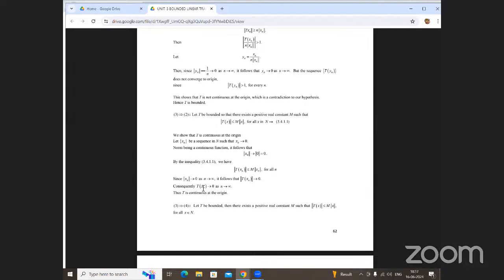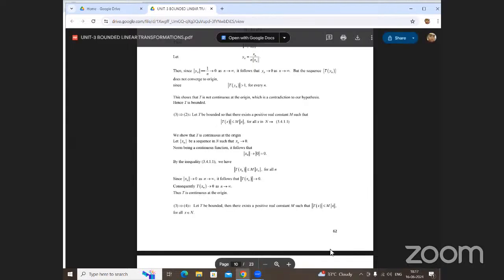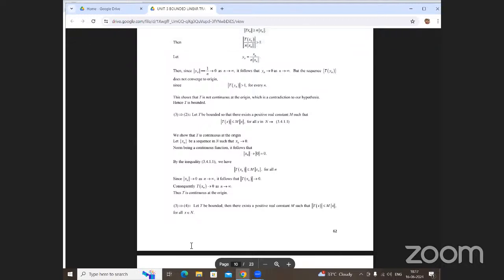Consequently, T of xn converges to 0 as n tends to infinity. That is the simple meaning of T being continuous at the origin. Okay.